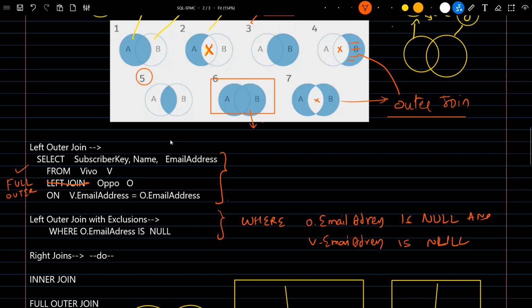So the intersection of these two will be excluded. Outer join is nothing but the full outer join with exclusion. It is similar to the left outer join with exclusion and the right outer join with exclusion. It is also a similar kind of thing.